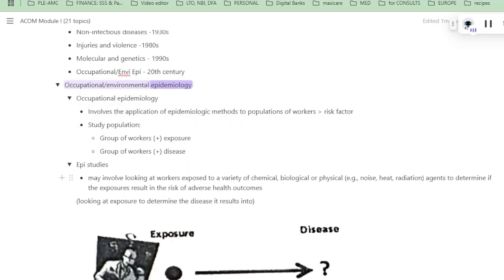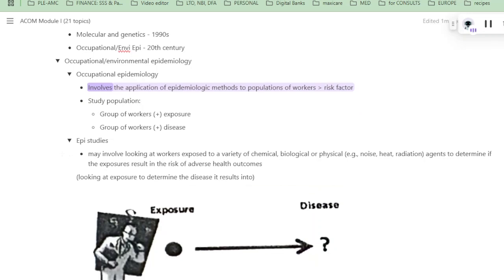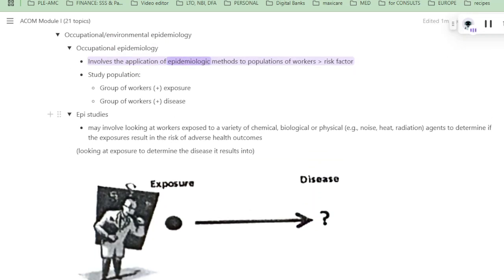Occupational/environmental epidemiology. Occupational epidemiology involves the application of epidemiologic methods to populations of workers. Study population: a group of workers, plus exposure to a risk factor, or a group of workers, plus disease.